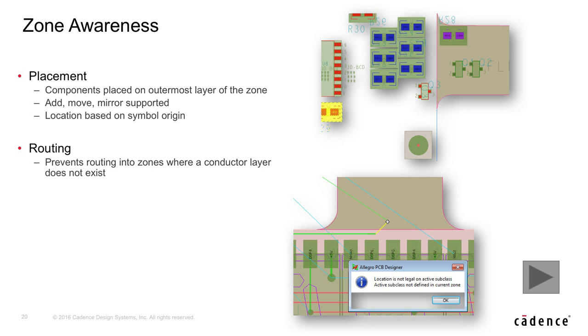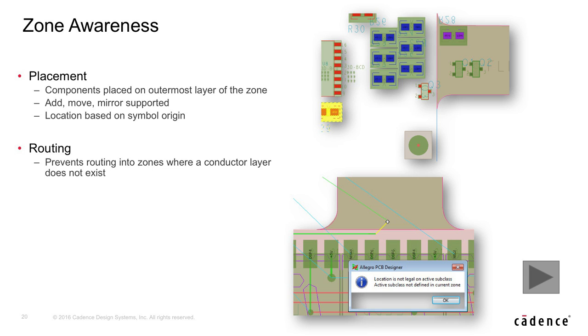As mentioned earlier, one of the important aspects of the stack-up zones is for the tool to be zone aware, understanding how placement works, how routing works with these particular zones. In placement, we typically place components on the outermost layers with the exclusion of embedded components, and the placement of those components is supported in add, move, and mirror, just like it would on any rigid design, except it now understands the different outer layers of the particular stack-up zones.